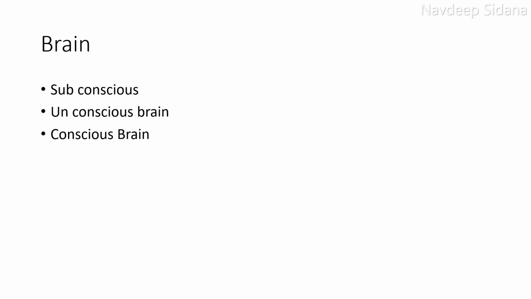Now coming to the brain. There are three parts of our brain: the subconscious mind, the unconscious mind, and the conscious mind. We will discuss a lot more details on these in the coming tutorials, but let us just take a brief idea about what these three states of the brain are: the subconscious state, the unconscious state, and the conscious state.